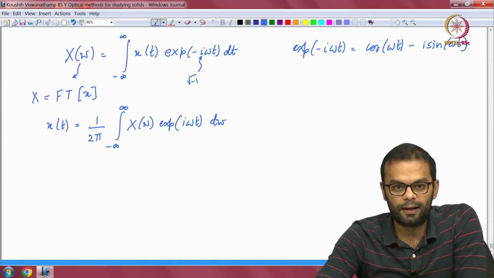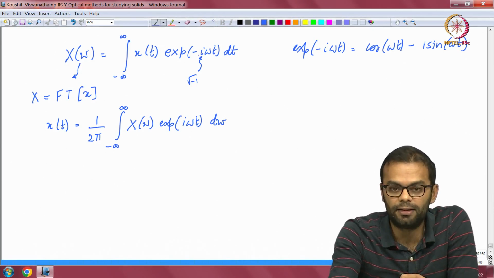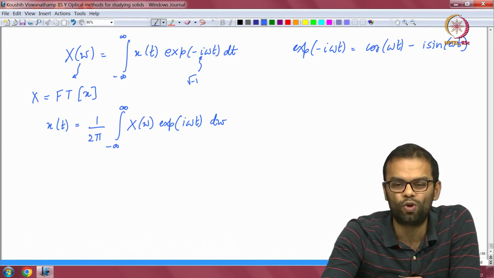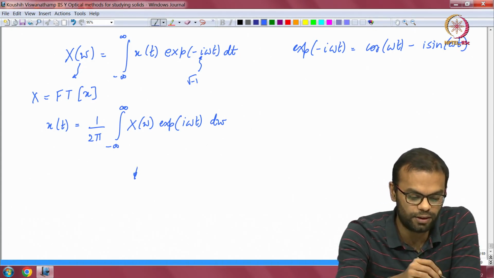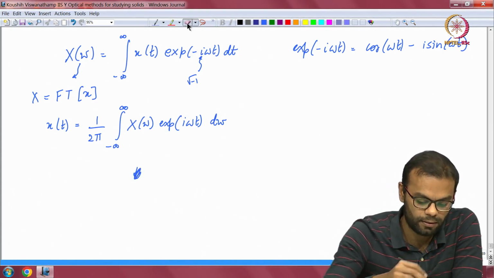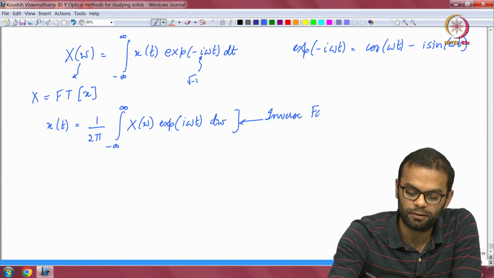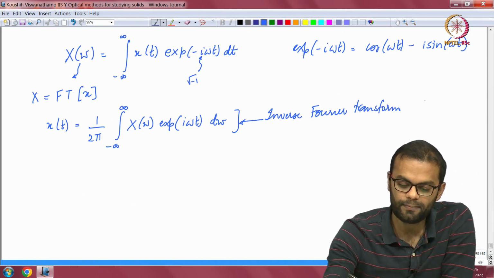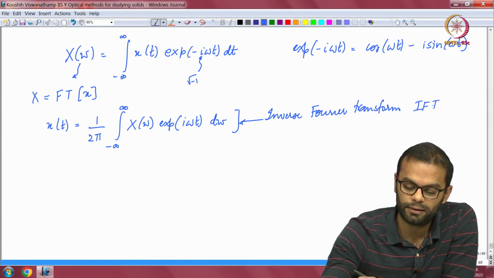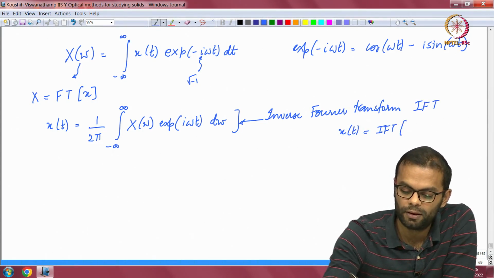Okay, and it is almost analogous looking, with the plus sign replacing the minus that was here, there over here, and you have a 1 by 2 pi factor which comes up in the 1D case. Okay, so this is what the inverse Fourier transform looks like. We will call this IFT. So your small x is IFT of capital X.